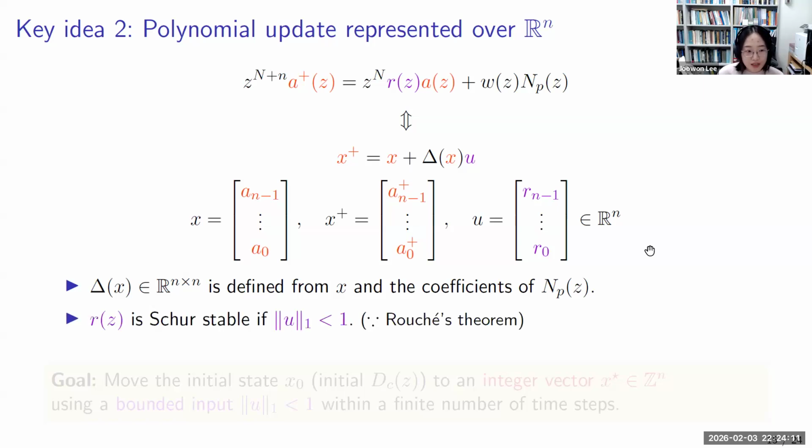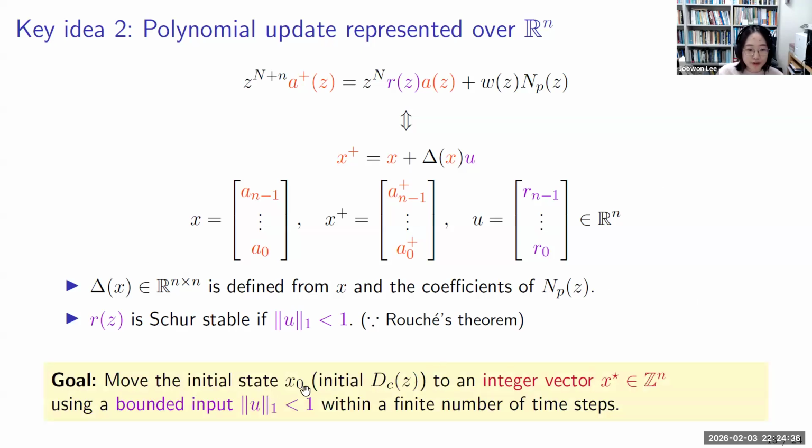And since we need R to be a Schur-stable polynomial, we need some constraint on this input u. We use a property that R is Schur stable if the one norm of u is less than 1, which holds by Rouché's theorem.